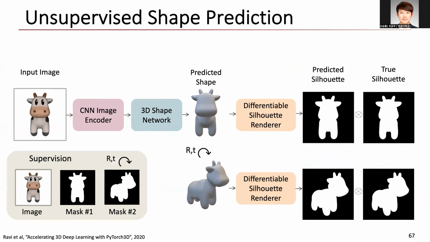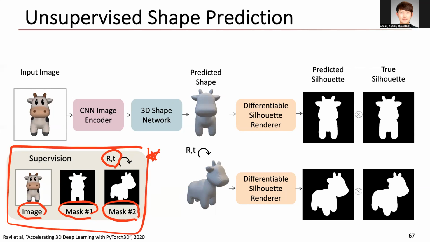So in this kind of technique, for supervision, we have the input images and corresponding mask and another viewpoint mask with the camera viewpoint. So by using this set of supervision, we can train a better 3D reconstruction model without any ground truth 3D model. So this is the unsupervised shape prediction pipeline in CVPR 2020.